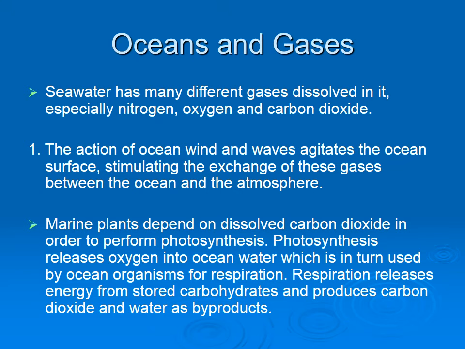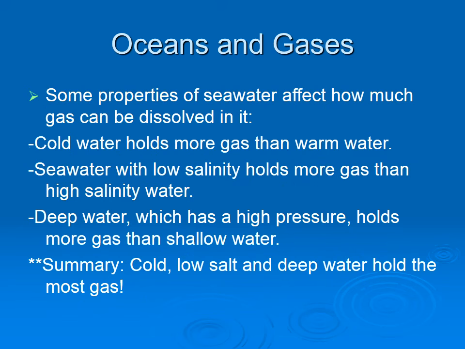And marine plants depend on the gases that are dissolved in the water. The dissolved carbon dioxide is used in photosynthesis. Photosynthesis in return releases oxygen into the water, which is used by organisms to breathe and for respiration. That in turn releases energy from stored carbohydrates and produces carbon dioxide and water as byproducts, and the cycle continues.